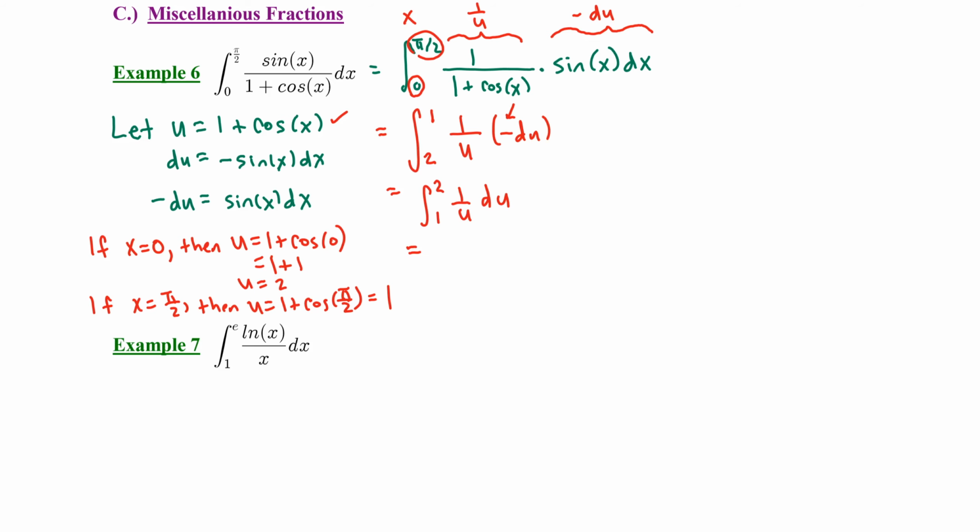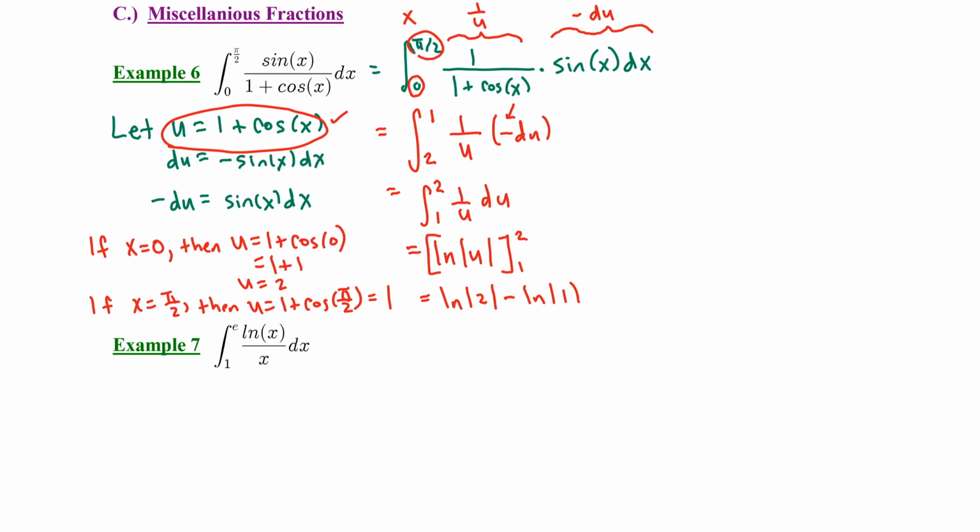Okay, the antiderivative of 1 over u is the natural log of the absolute value of u. In a definite integral setting, we do not need the plus c, and we don't have to go back and recover the original variable because remember, we updated our x values to u values. So we can go ahead and plug in our numbers.